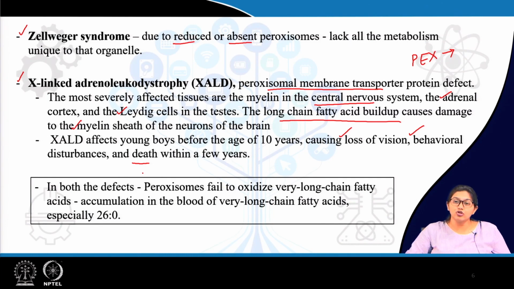So, in both of these diseases, peroxisomal fatty acid oxidation is affected, leading to accumulation of very long chain fatty acids in the circulation, and their detection in blood can be a screening for diagnosing these diseases.